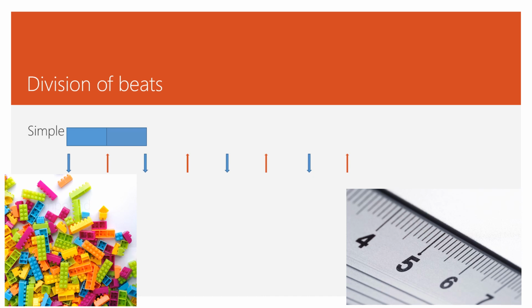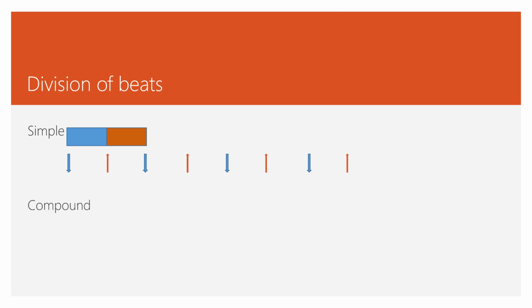Beats are divided in two ways, simple or compound. In simple beat division, each half of the beat is equal. When we divide each half again, each beat is subdivided. Here's the basic beat: down, down, down, down, up, down, up, down, up, down, up.